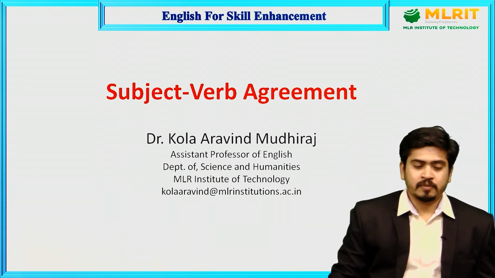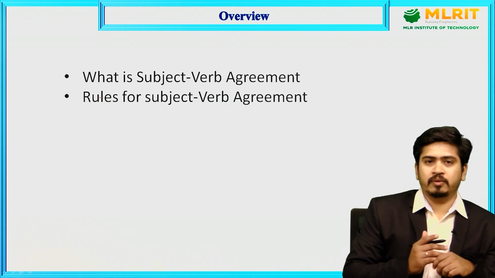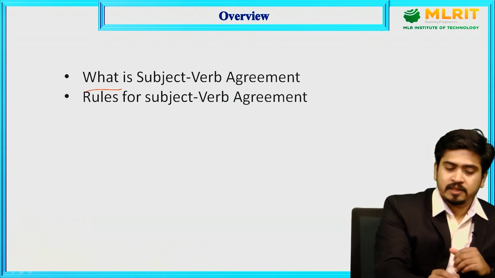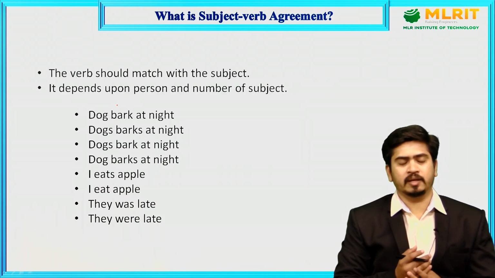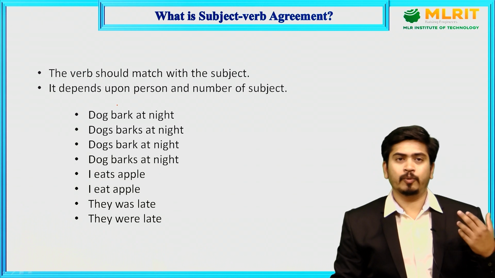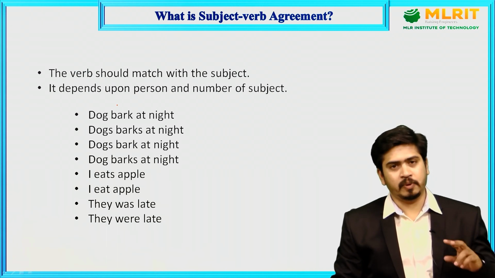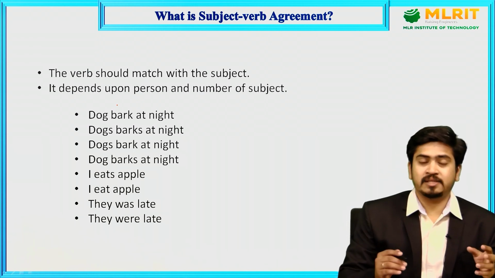In today's lecture, we are going to discuss subject-verb agreement. Coming to the overview, first we shall discuss what is subject-verb agreement and then we'll go for the rules. Let's try to understand what is subject-verb agreement. In English, when we write a sentence or speak a sentence, it contains subject and it contains verb, and both should be in agreement. Okay, let us see some examples.